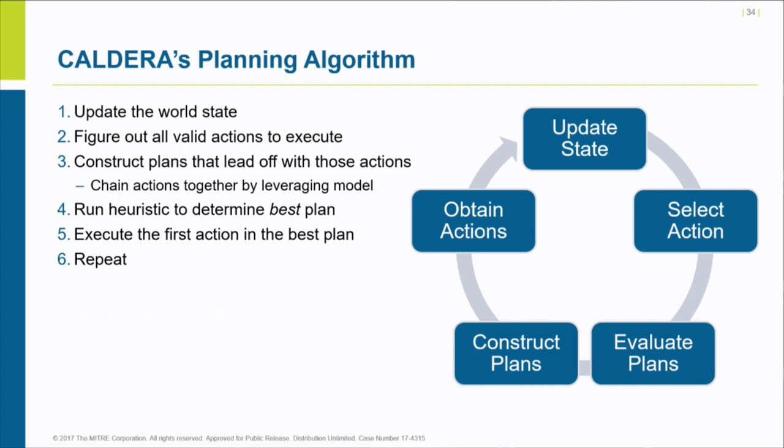So bringing everything together, we have a 5-step plan. I know I have a 6-step listed there. First, we update the world state and figure out what we know, what is actually true in this environment. Then we use the preconditions to figure out all of the valid actions that we can execute in this current time step. Then we construct plans that lead off with those actions, so I again look towards the future, chaining actions together with the preconditions and the postconditions. Then I run the heuristic to determine the best plan out of all the plans that I identified. And I execute that first action in the best plan. And last, I repeat. Observe the responses, jump back into this cycle and go through it as I compromise the network and achieve my goals.